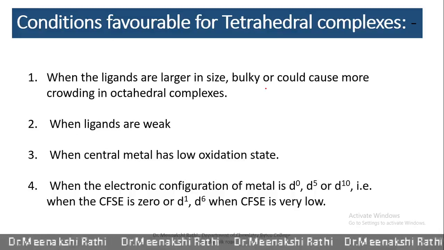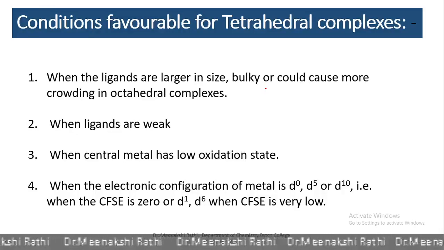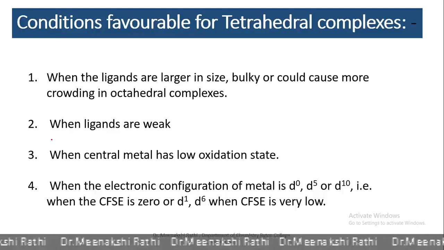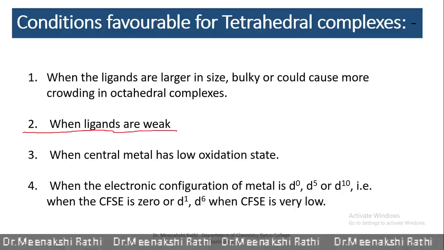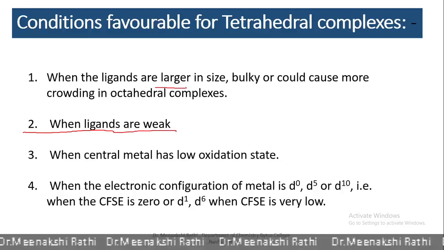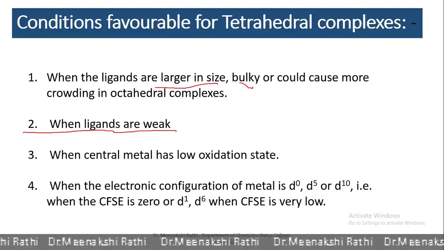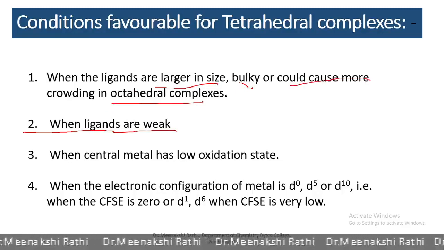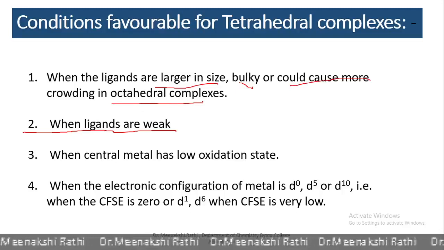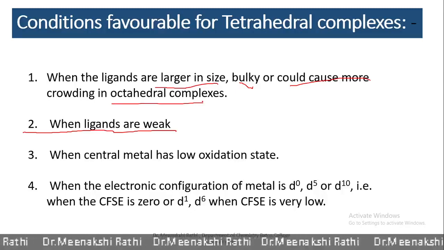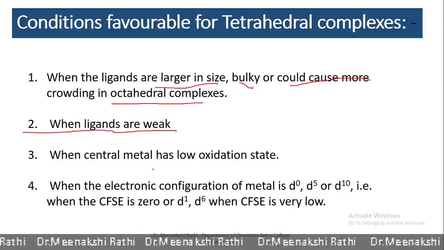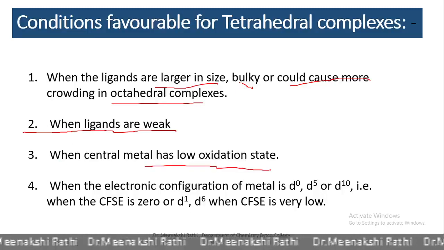Just now I explained that tetrahedral complexes are always high spin complexes. Why are they high spin complexes? Because, the most important thing, tetrahedral complexes are formed when ligands are weak, or when the ligands are larger in size, bulky, and could cause more crowding in octahedral complexes and cannot get accommodated in octahedral complexes, because in an octahedral complex 6 ligands are present. So they prefer to go for tetrahedral complexes, or when the central metal has a lower oxidation state.